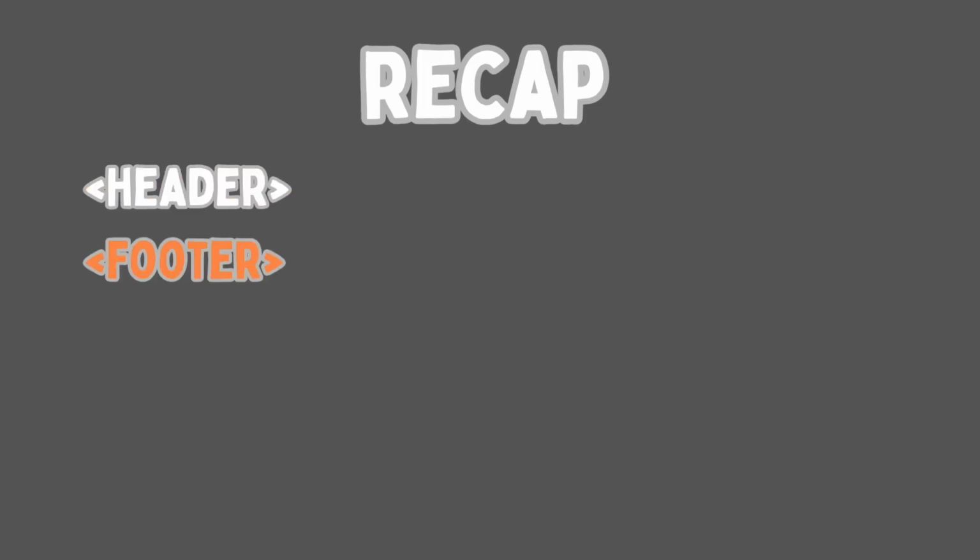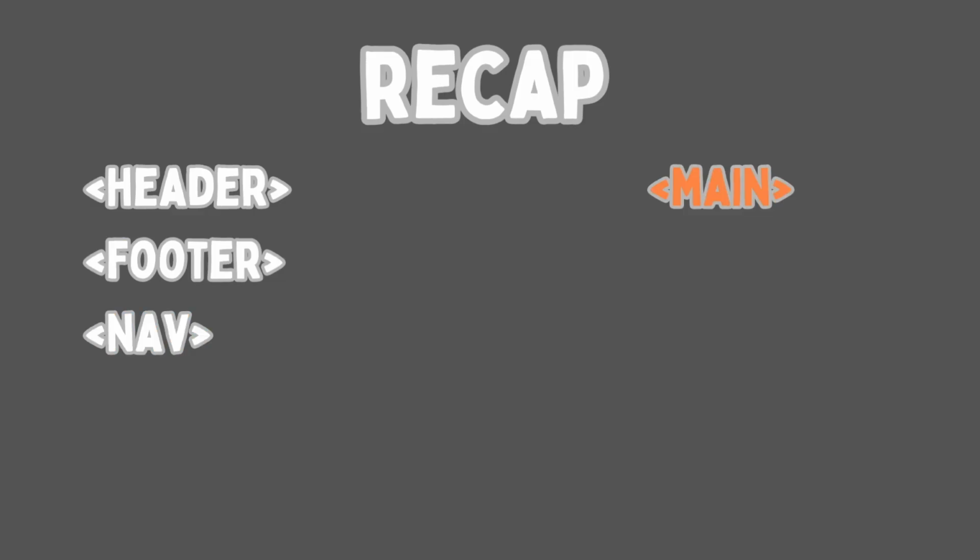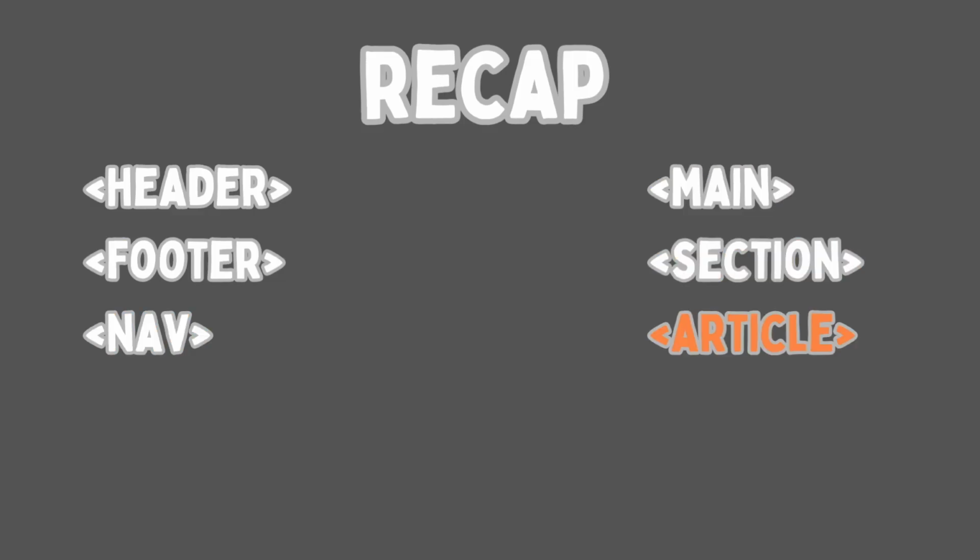Today, we covered some essential semantic elements: header, footer, nav, main, section, and article. These elements make your HTML more readable, accessible, and search friendly. Using semantic tags is a simple way to improve the structure and quality of your code. Feel free to research more semantic elements.